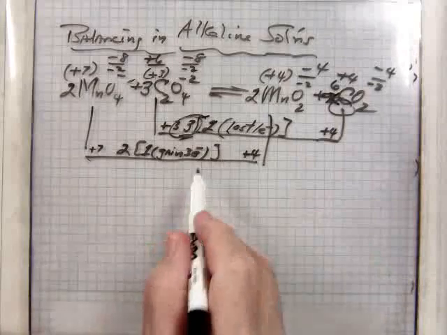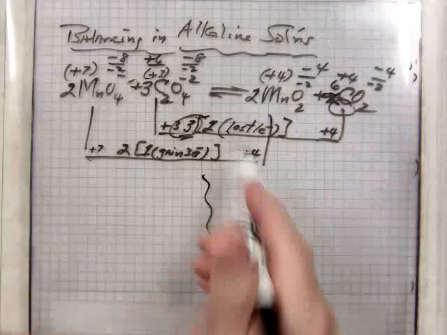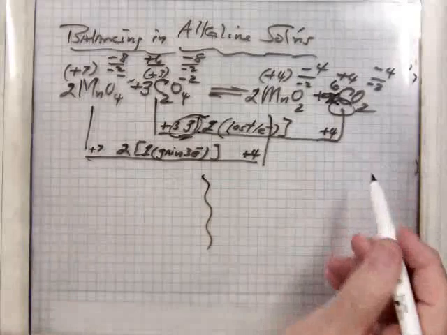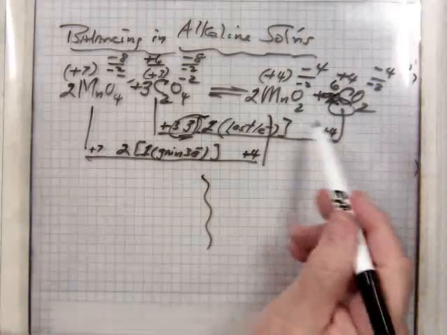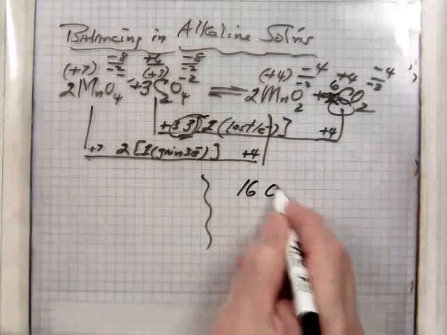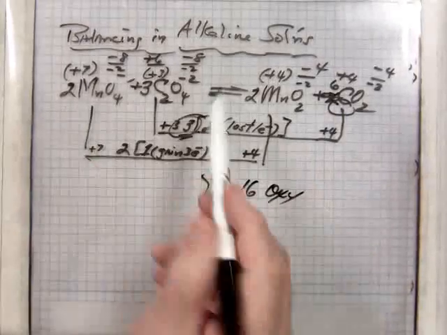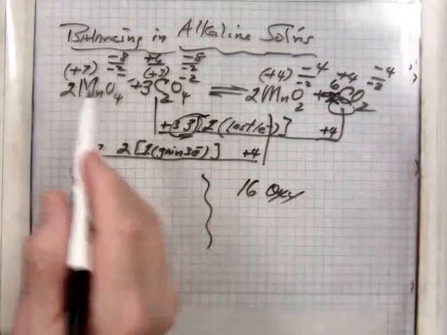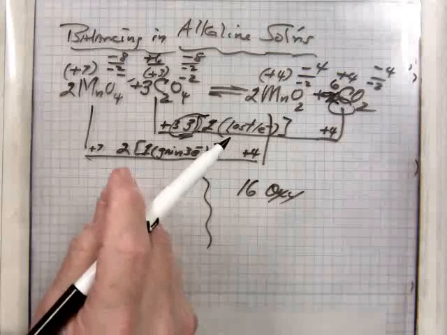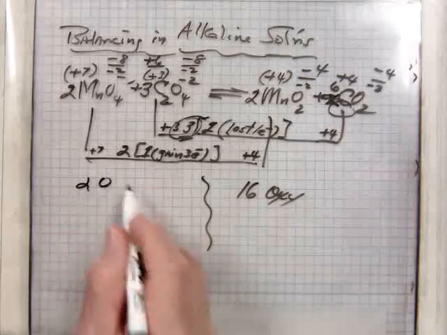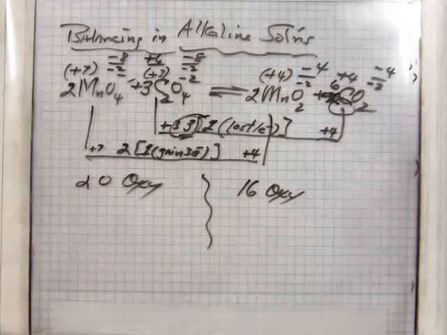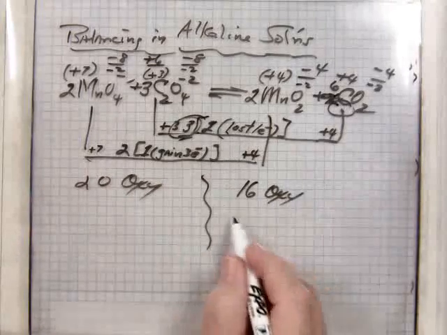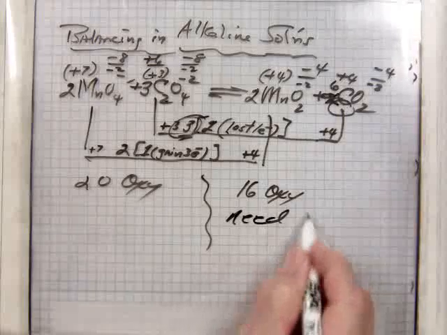So now everything's balanced charge-wise. Now we need to get the oxygens and hydrogens. So that's 2 times 6 is 12, plus 4 is 16 oxys here. And over here, 3 times 4 is 12, and 8 and 12 is 20 oxys. So over here I need 4 oxys.